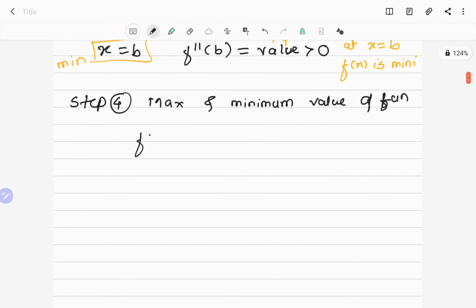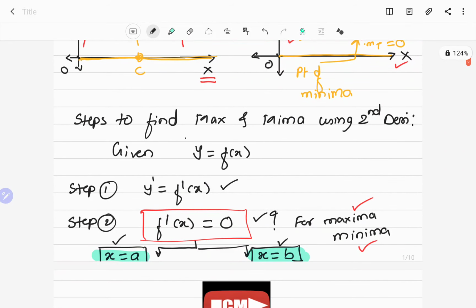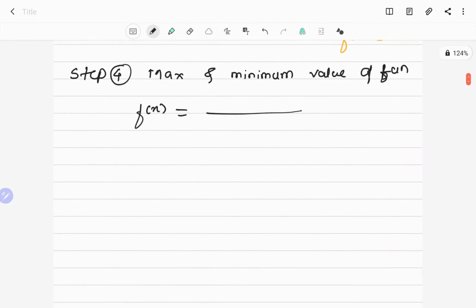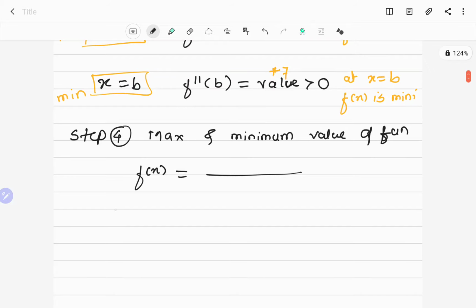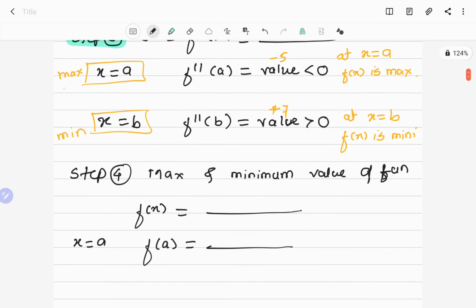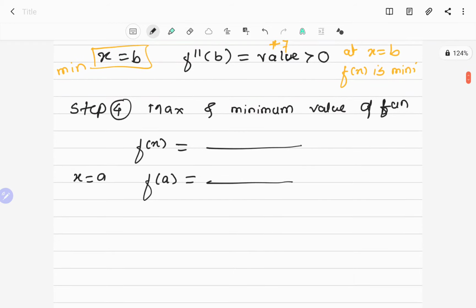So just write down the given function again. f of x, I am talking about this given function, y equal to f of x, which is given in the first step itself. So start with that function and substitute this x equal to a in that function. So you will get a value of that function. And since at x equal to a, maxima is there, whatever value you get at the end is the maximum value of the function. So this is the maximum value of the given function.